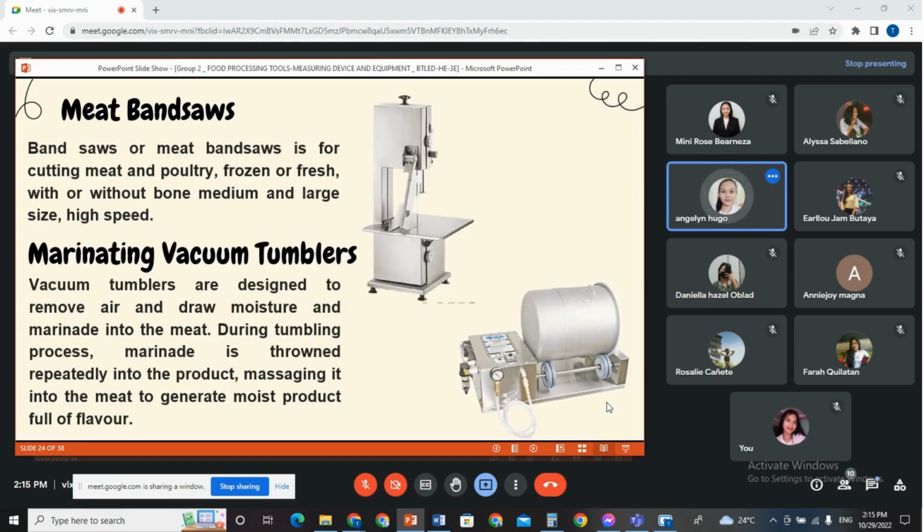So next is the meat bandsaw. The meat bandsaw is for cutting meat and poultry, frozen or fresh, with or without bone, medium and large size speed.